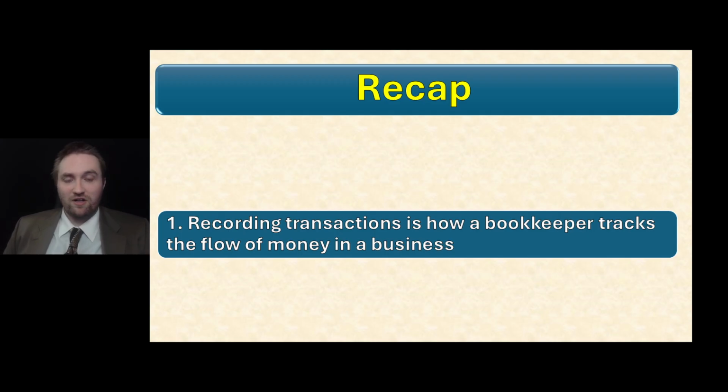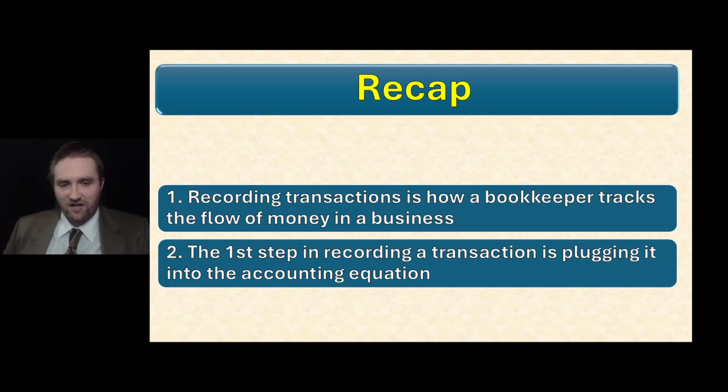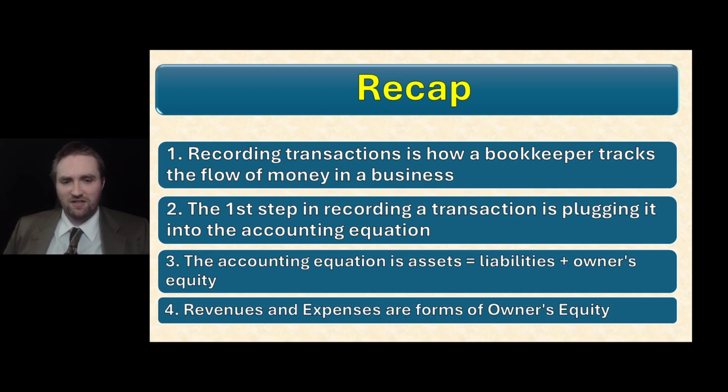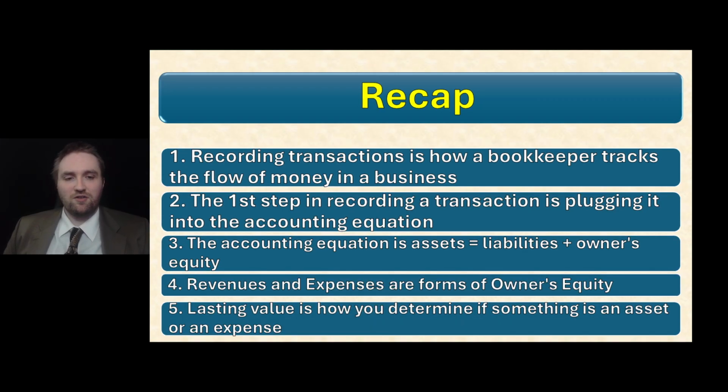1. Recording transactions is how a bookkeeper tracks the flow of money in a business. The first step in recording a transaction is plugging it into the accounting equation. The accounting equation is assets equal liabilities plus owner's equity. Assets are what a business owns, liabilities are what a business owes, and owner's equity is what the owner owns. Revenues and expenses are forms of owner's equity. And lasting value is how you determine if something is an asset or an expense.